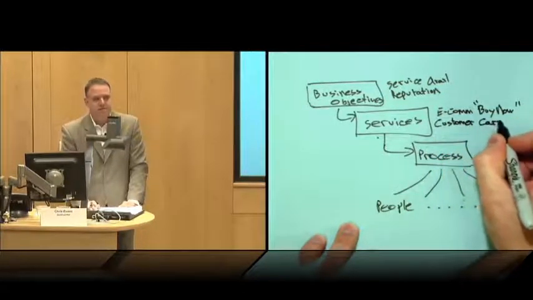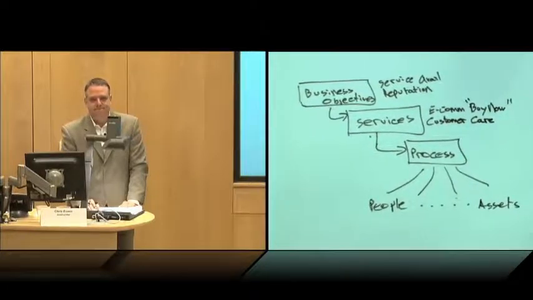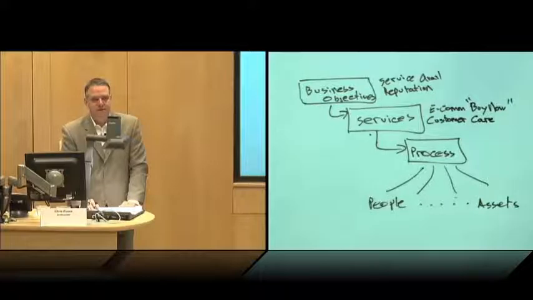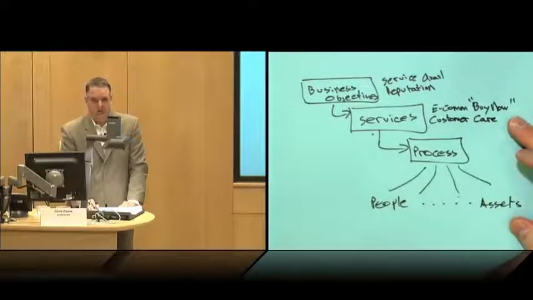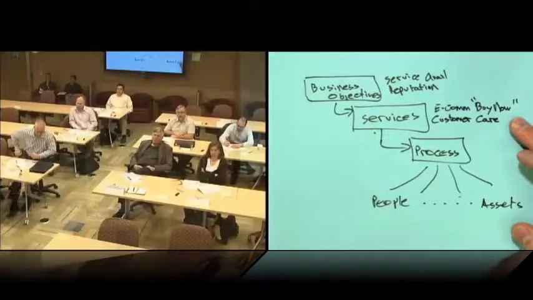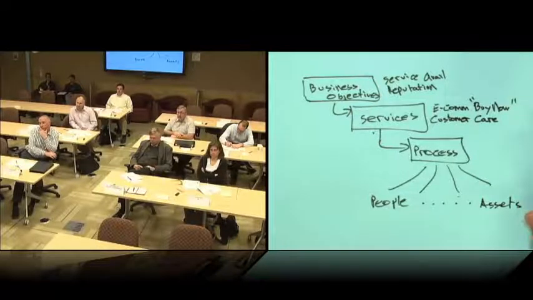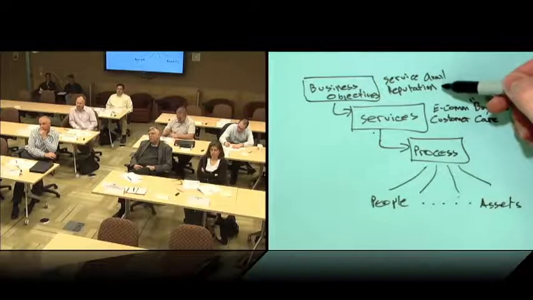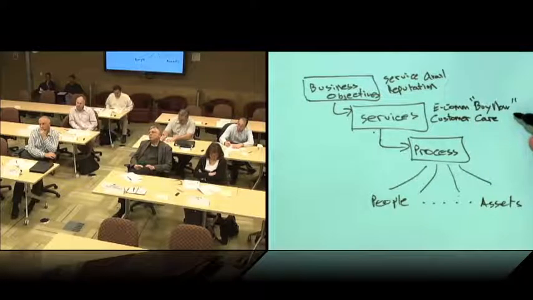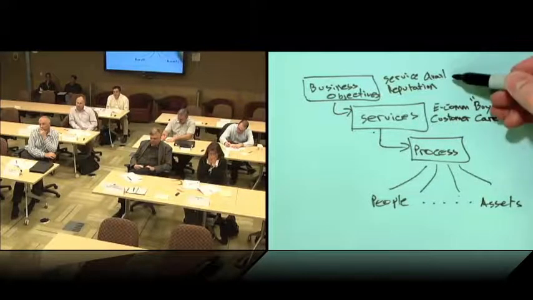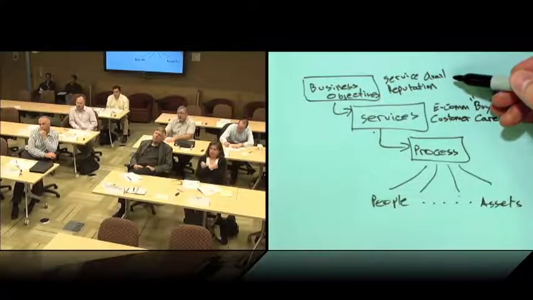How do the services relate to the business objectives? Any ideas? You want it to be available? Yes, your business objectives will relate directly to your services. Your services should be able to be described in terms of business objectives. Why do we do customer care? Because we care about reputation. Why do we provide this e-commerce, buy now capability? Well, because we want 100% service availability. We want to streamline the process for people to buy stuff from us. So there ought to be a direct link between these.